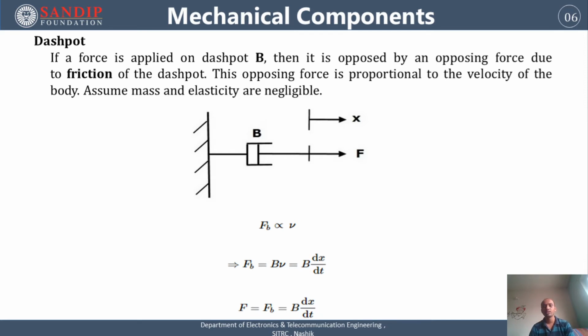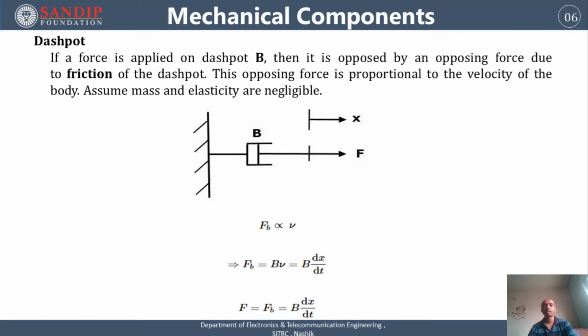Now, v, what is the velocity? Velocity is the change in the displacement, hence b into dx by dt. Here the dashpot is displaced by the distance x, but the displacement is going to change, hence it is shown by a velocity, dx by dt. Hence F is equal to bv is equal to b into dx by dt.